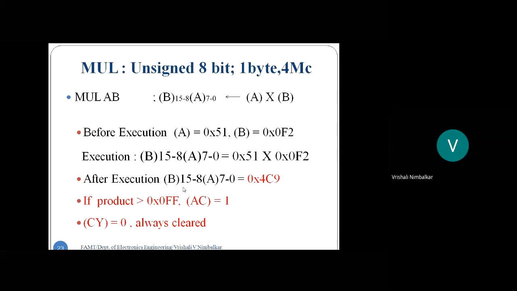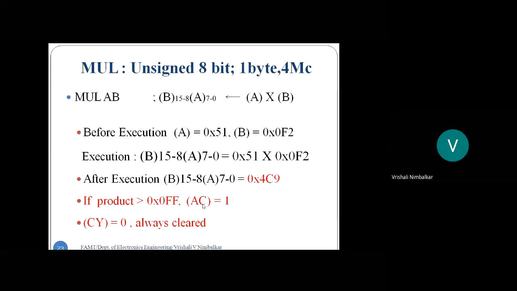Correct? Now, only two flags are affected, auxiliary carry and carry. Since it's unsigned, overflow is ignored. Overflow is meant for signed operations. Correct? So the only two flags affected are auxiliary carry and carry. And that too, carry is always cleared. Whenever you multiply two numbers, carry will always be 0. That's how it gets affected.